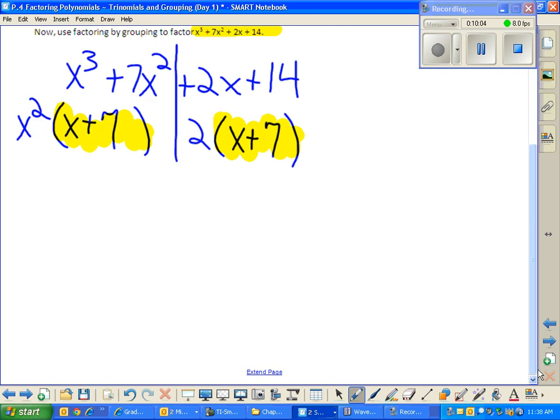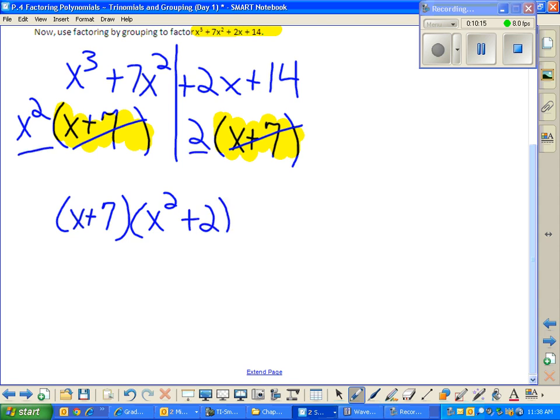So I can factor out the x plus 7 and then just bring down what I have left over. x squared and a positive 2 is what I had left over there, so I brought those down. And that's my answer. If I FOIL it, I get that original 4-term polynomial back out. x times x squared is x to the 3rd. Outers is 2x, inners is 7x squared, and my last is 14. That's my original problem, so it works. Okay, questions about the steps?